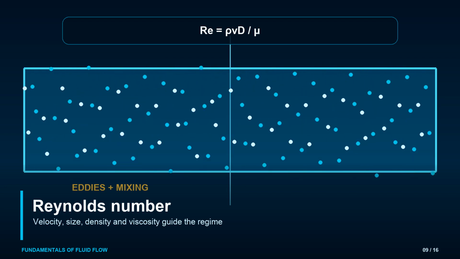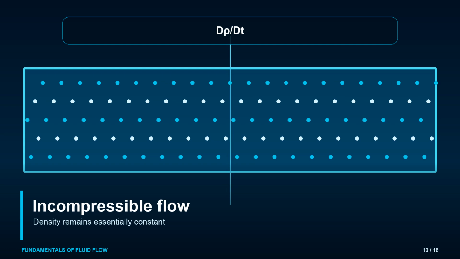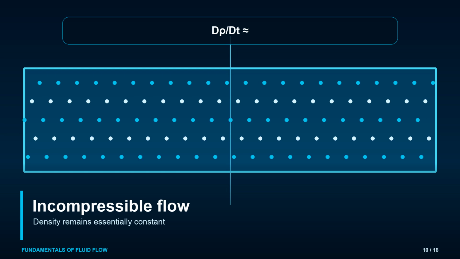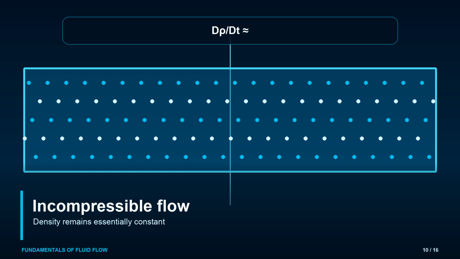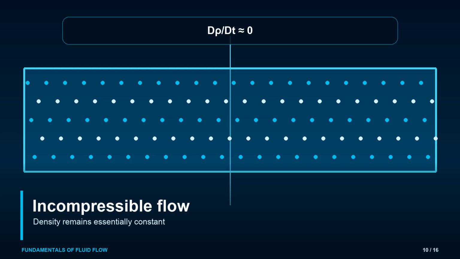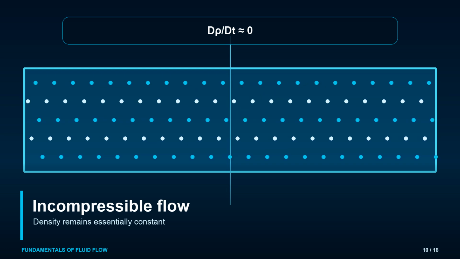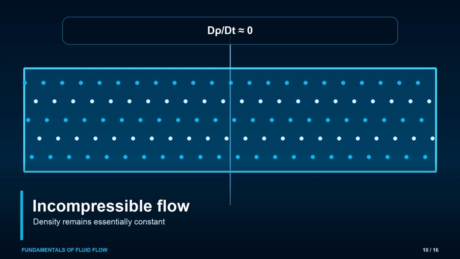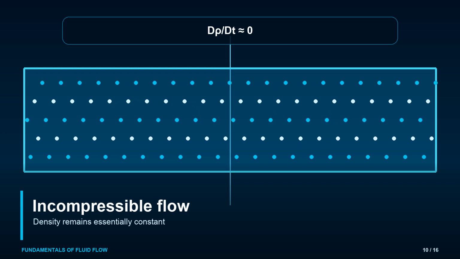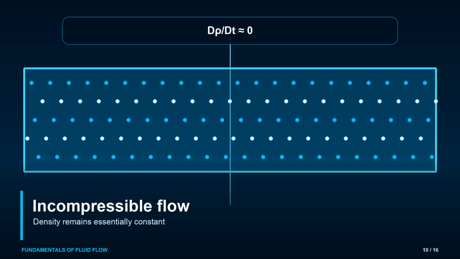Fourth, incompressible versus compressible flow. In incompressible flow, the density of a moving fluid particle remains essentially constant. Water and other liquids are usually treated as incompressible under ordinary engineering conditions. Particle spacing stays nearly unchanged even when the pipe shape changes.